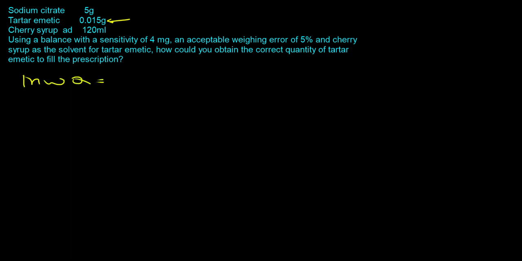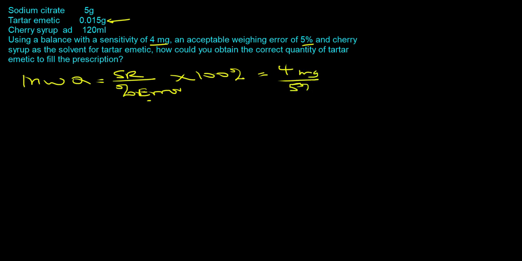is equal to sensitivity requirement over the percent error times 100%. And this is your max percent error. So from the question, the max percent error is 5, your sensitivity requirement is 4. So you end up with 4 milligrams over 5% times 100%. And that's going to end up giving you 80 milligrams.